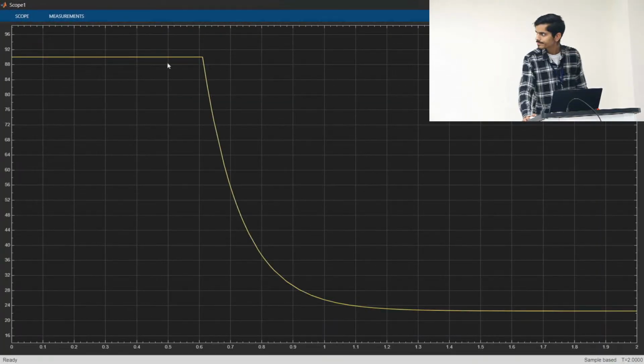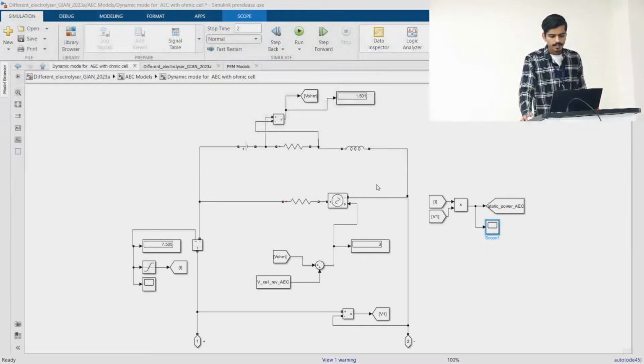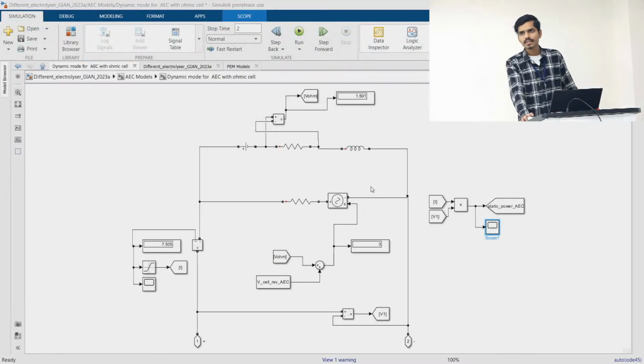So you can see the response time is faster than the proton exchange membrane electrolyzer. And one more thing, can anybody tell whether this is the static model or dynamic model, based upon the comparison with the previous one?